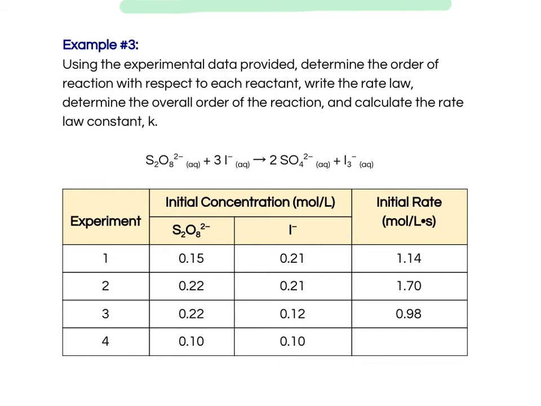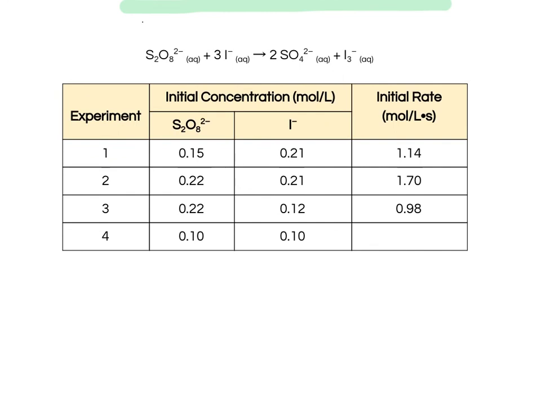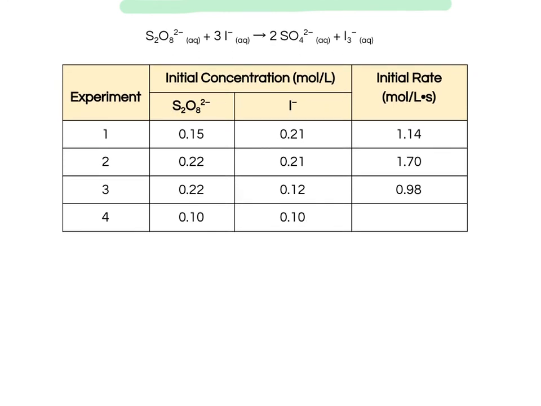So overall, I am going to just move this up a smidge so that I have some space to work, and I'm going to write out my rate law. So the rate is going to be equal to k times the concentration of S2O8 2- to some exponent n, times the concentration of I- to some exponent m, and my job is to figure out what all of the unknowns are.